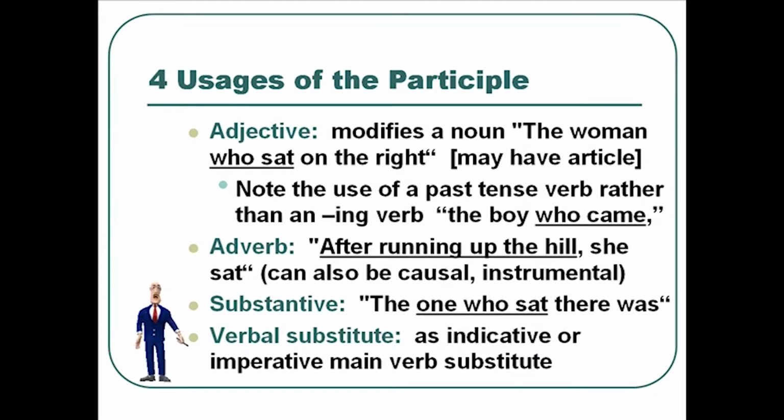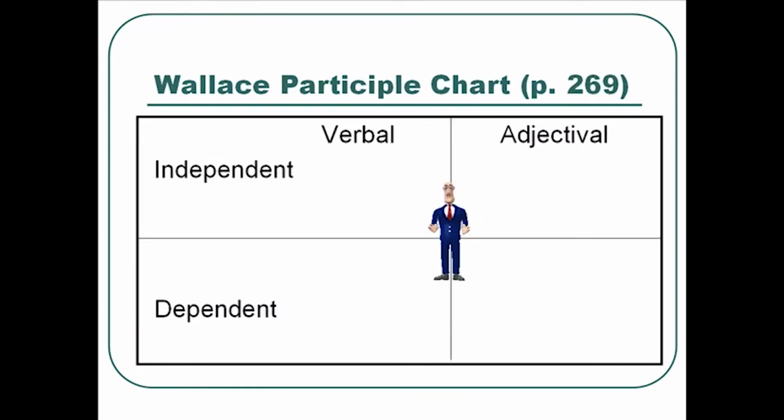Now the fourth category we're adding here is that the participle may act as a verbal substitute, substituting for the indicative form, or later on we'll see the imperative form. So the participle is extremely flexible, being able to act as an adjective, an adverb, a noun or substantive, and here even a verbal form. Here's a handy chart that Dan Wallace developed for looking at the participle.